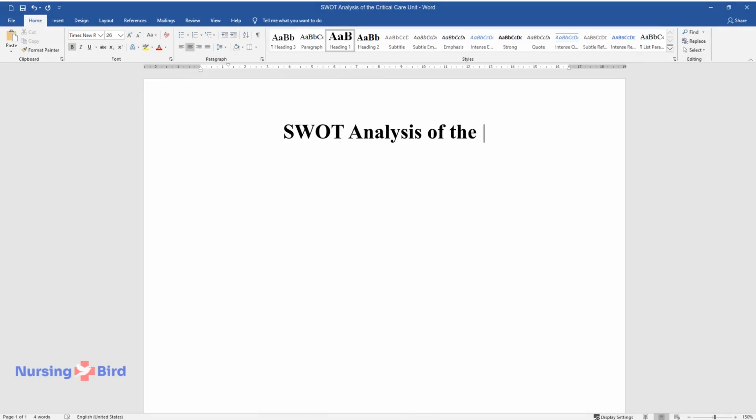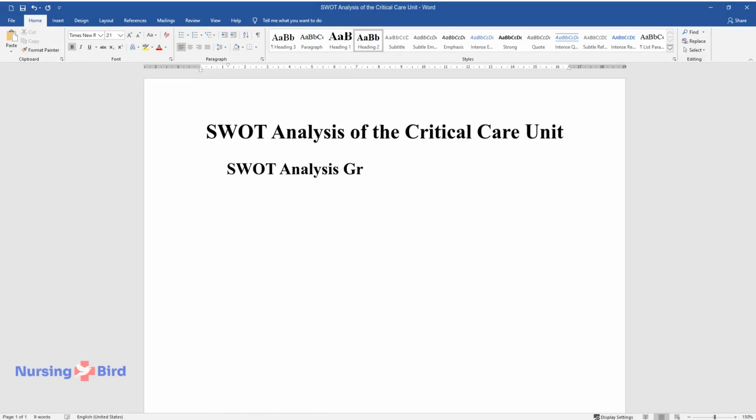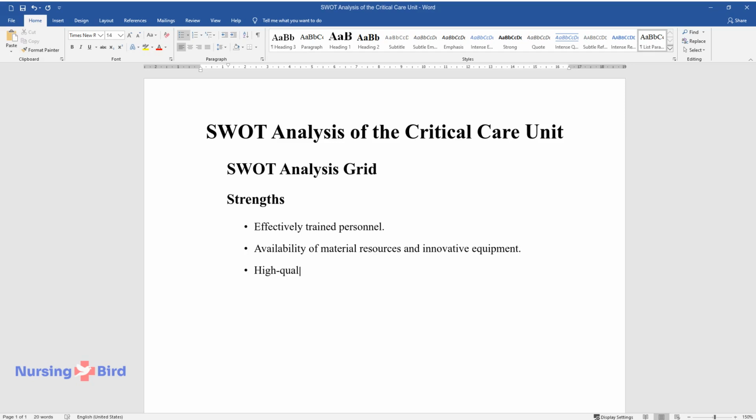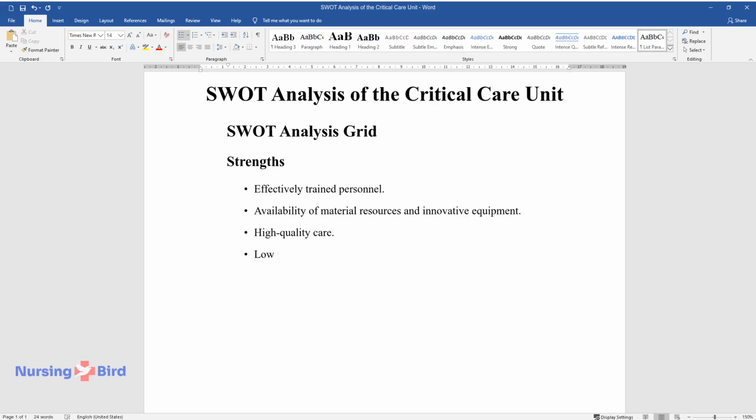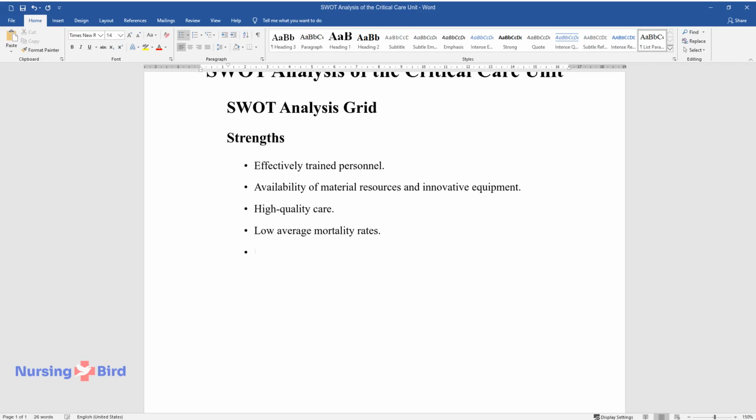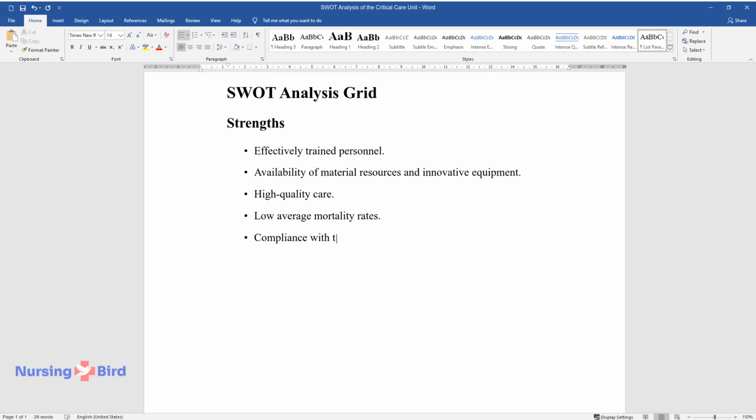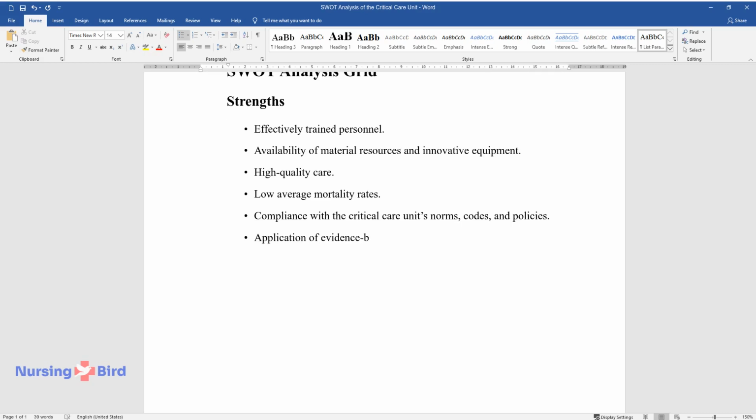SWOT analysis of the critical care unit. SWOT analysis grid. Strengths. Effectively trained personnel. Availability of material resources and innovative equipment. High-quality care. Low average mortality rates. Compliance with the critical care unit's norms, codes, and policies. Application of evidence-based practices.